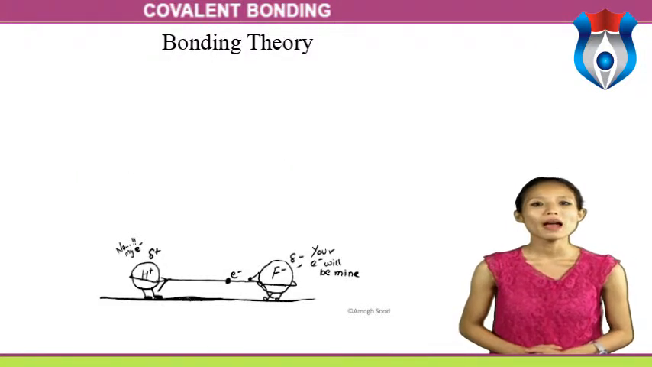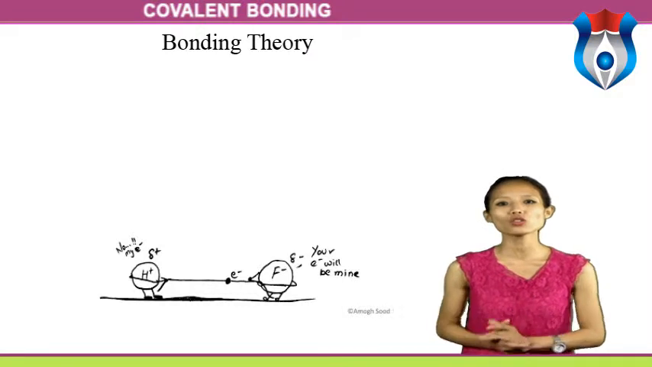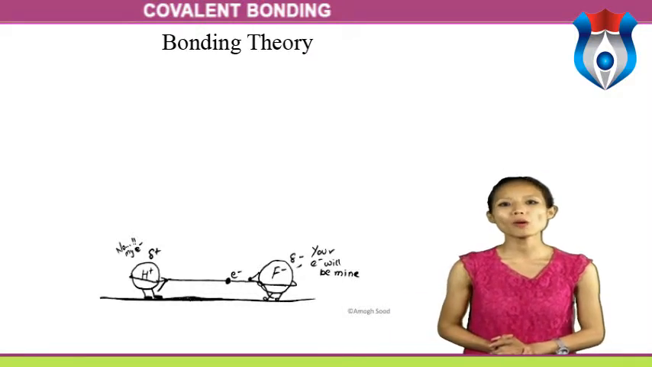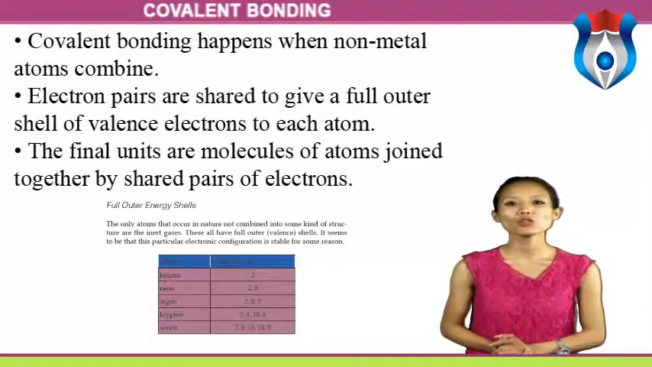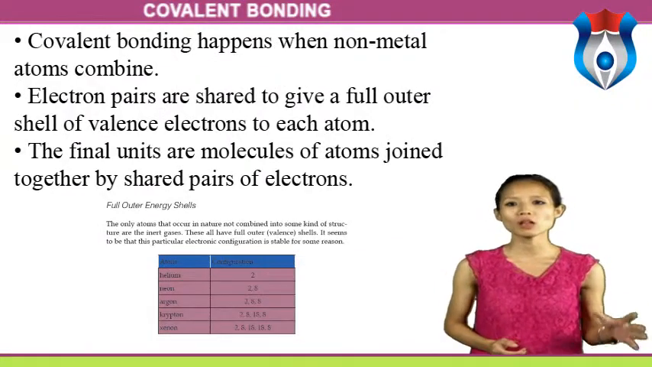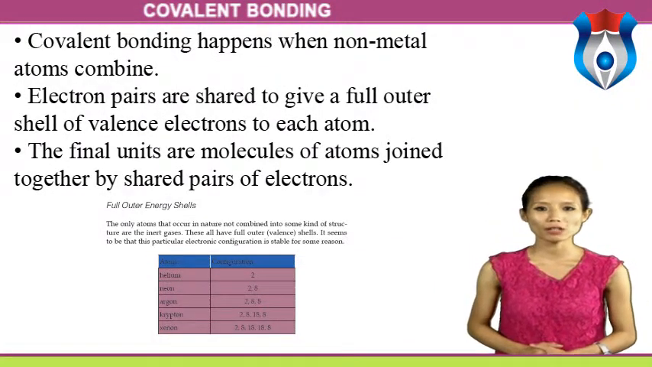Bonding theory. Atoms are unstable unless they have fully occupied outer shells of electrons. We know from observation and inference that atoms bond together to make larger structures. Covalent bonding usually occurs between non-metal atoms. They attain a full outer shell of electrons by sharing electrons.